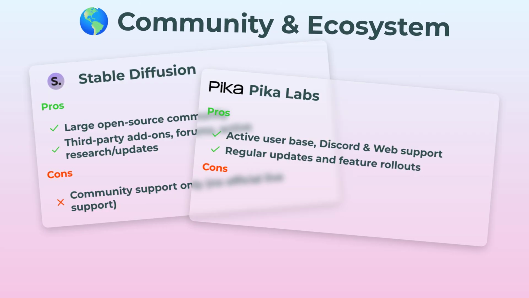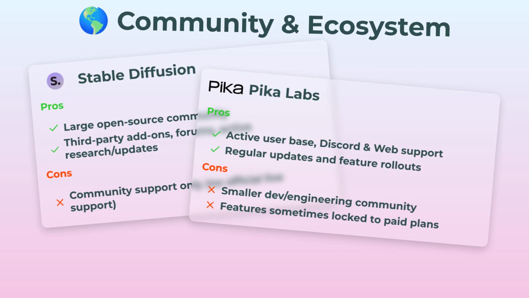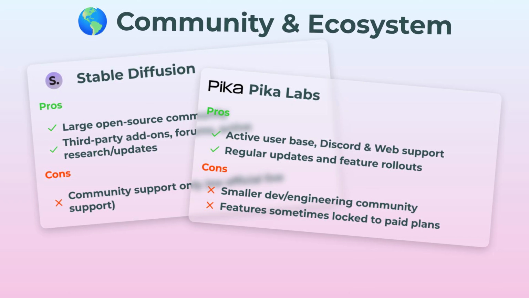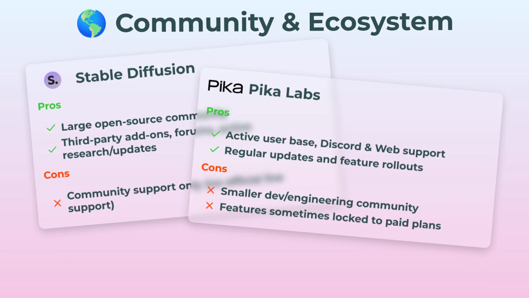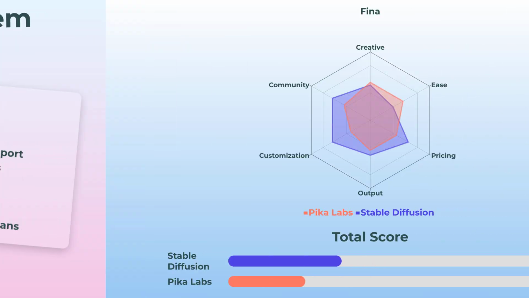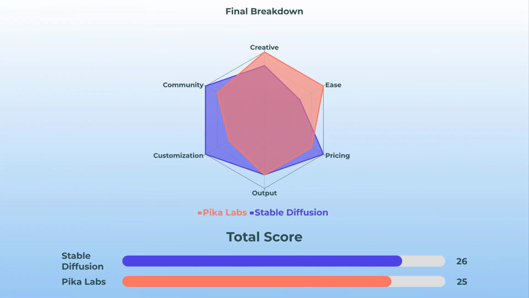Pika Labs brings the hype with web, Discord support, active user base, and fast-paced feature rollouts. But their dev and engineering crowd is smaller, and some major features get locked behind the paid plans. Stable Diffusion's ecosystem is just bigger, so it takes the crown. Let's throw up a radar chart to show how these two stack up across all categories. Pika Labs scores big on ease of use and creative fun, while Stable Diffusion flies high with control, price flexibility, and its massive community. They're both solid, but they do shine in totally different places.